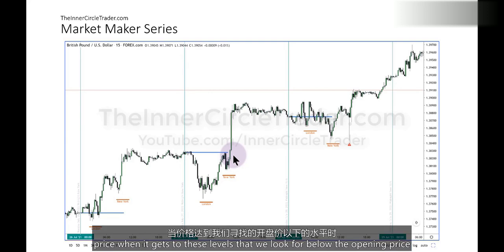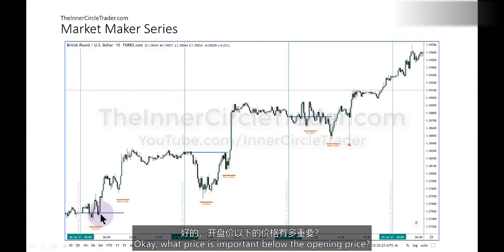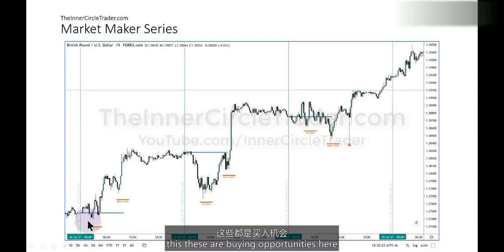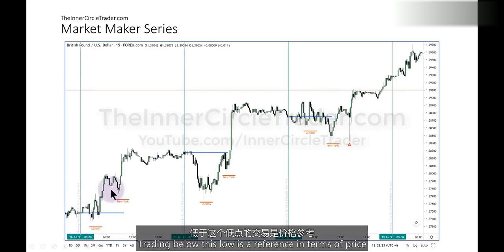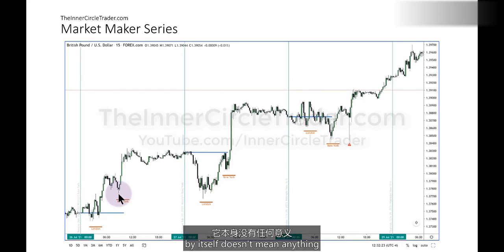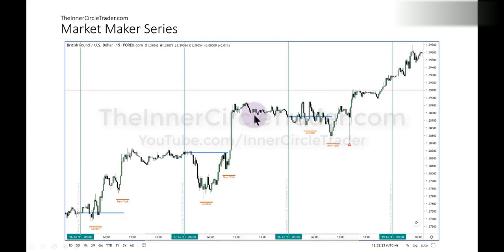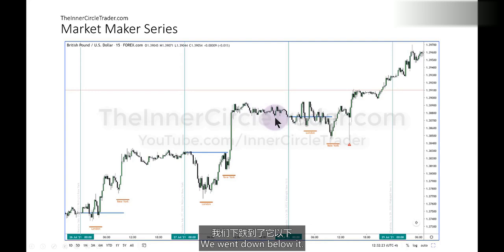Price, when it gets to these levels that we look for below the opening price, okay, what price is important below the opening price? What time of day during London Open? These are buying opportunities here. This low, trading below this low, is a reference in terms of price. By itself it doesn't mean anything. Sometimes you can see a short-term low like this. We have these lows here, all three of them. 1, 2, 3. Look at this. We went down below it.